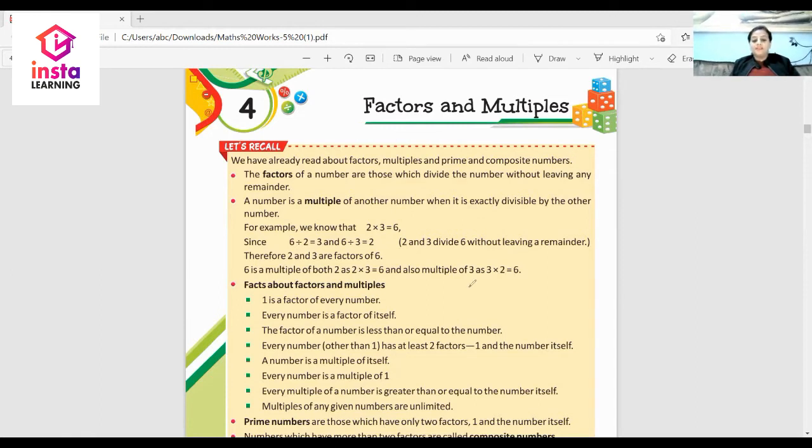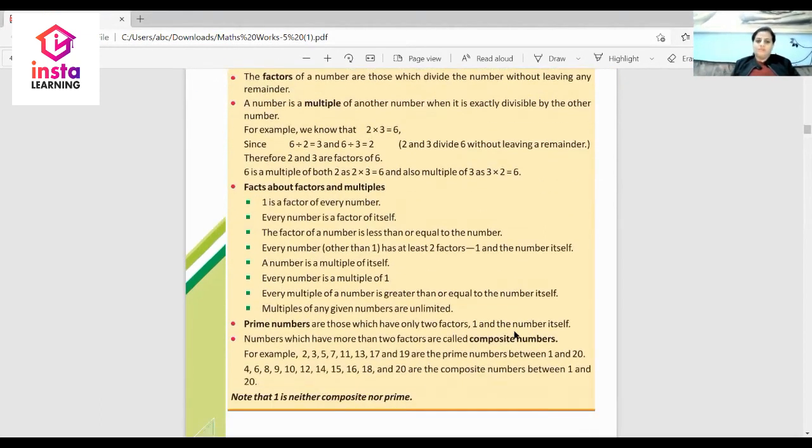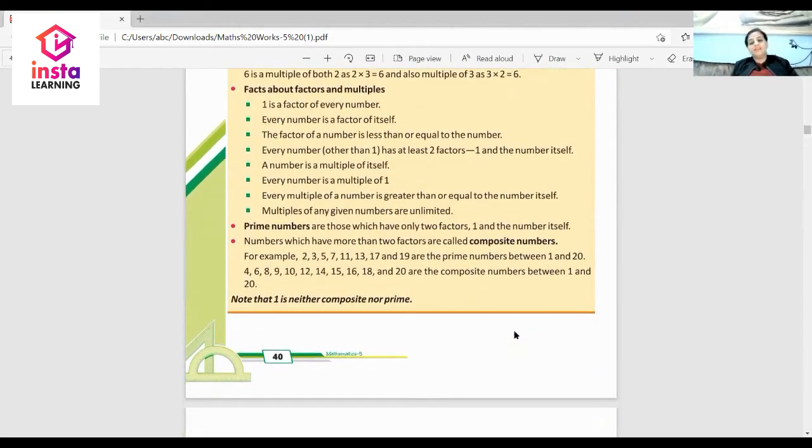Facts about factors and multiples that we are going to learn. 1 is a factor of every number. We always start our table with 1: 6 ones are 6, 7 ones are 7. So 1 is a factor of every number. Every number is a factor of itself, because every number comes in its own table. The factor of a number is less than or equal to the number. It can be less than the number or can be equal. Every number other than 1 has at least two factors, 1 and the number itself.